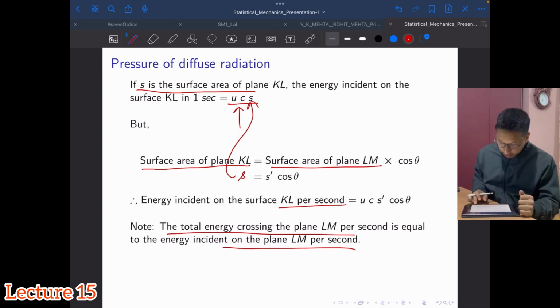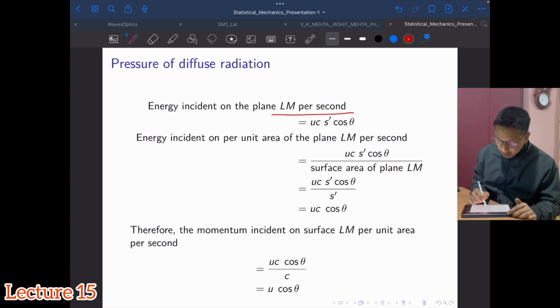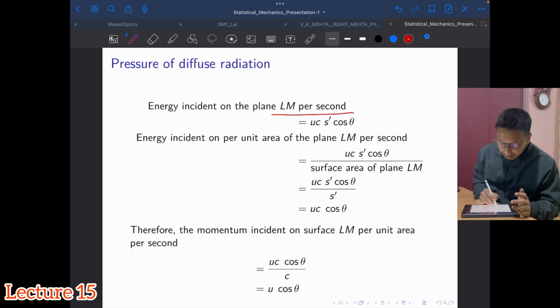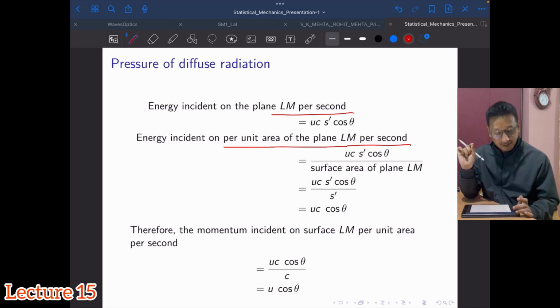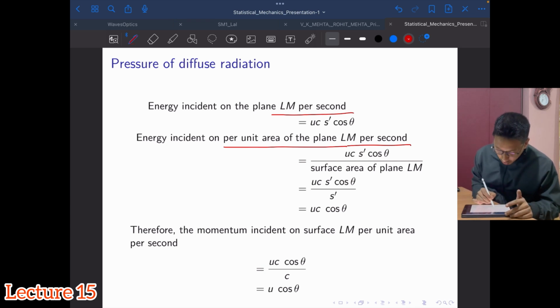So the energy incident on the plane LM per second is what? Yes, the same thing, u c S dash cos theta. That's what we have written in the previous slide. Now, the energy incident per unit area of the plane LM per second: here the plane LM has area S dash, so per unit area will be how much?